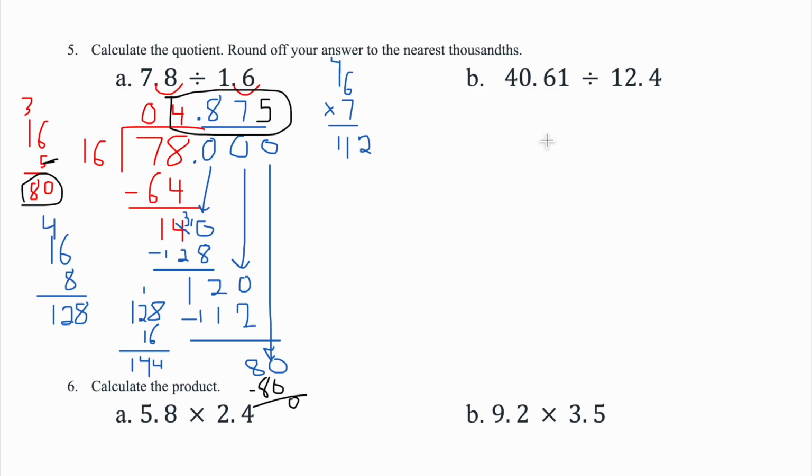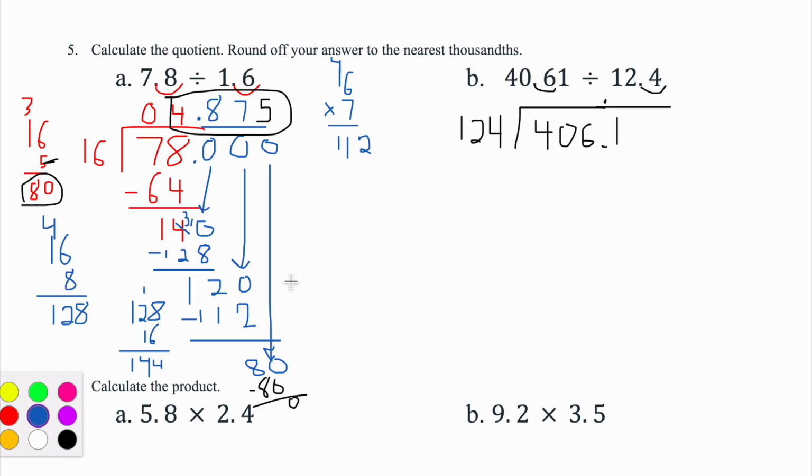All right, now I go, again, dividend in the house. My divisor I want to be a whole number, so I can move this over once, 124. Then my dividend, I would move over the decimal once as well. So 406.1. Move my decimal straight up. All right, now I want to do 124 into 4. That'd be 0. Doesn't go into 40, but it does go into 406.